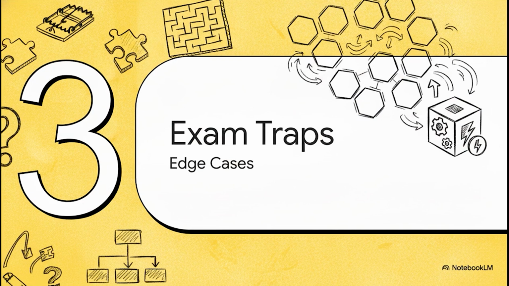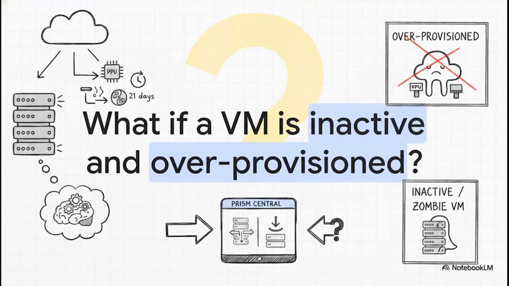Section 3, exam traps and edge cases. Write this down. Here is your exam tip. The test writers love to see if you know what happens when these rules collide. Consider this specific logical conflict.